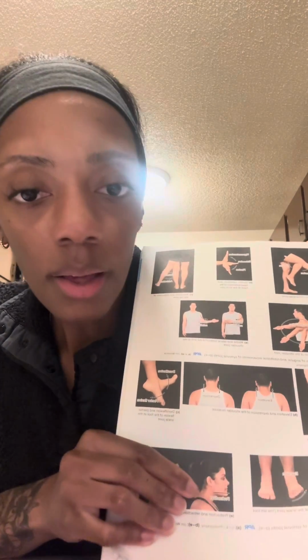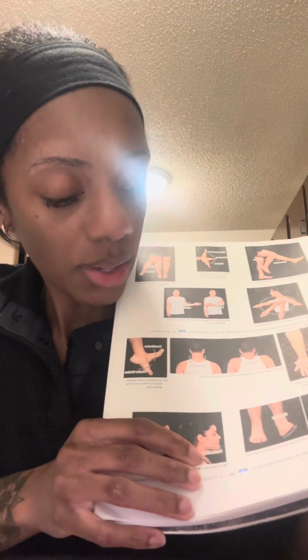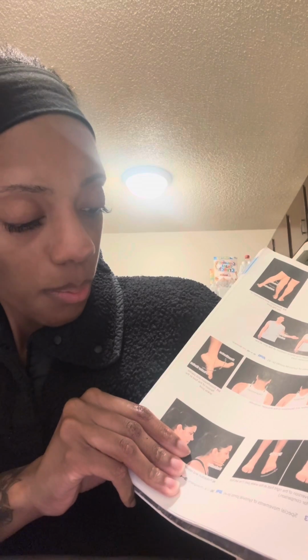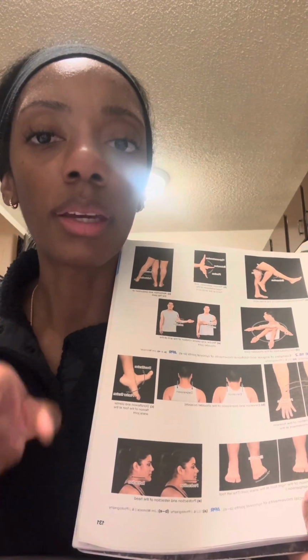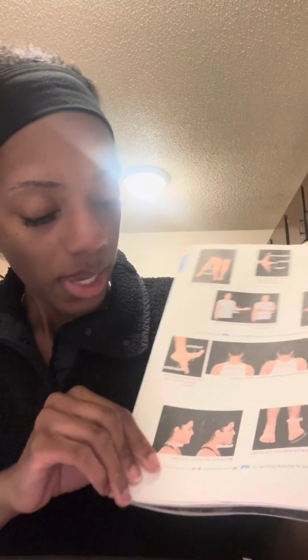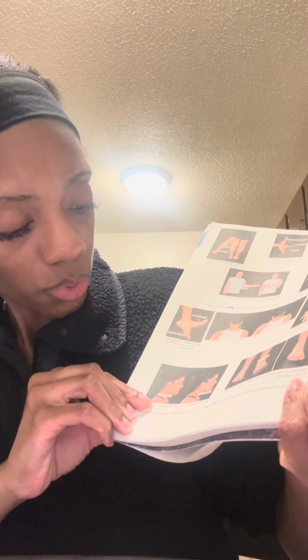And then the last picture is protraction. You're moving the chin forward. And then retraction is you're moving the chin back in line.